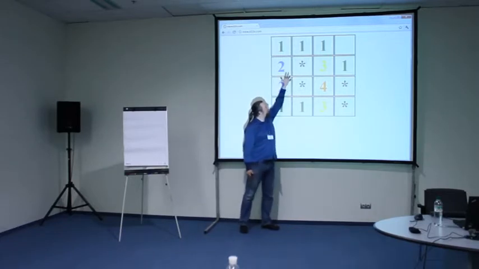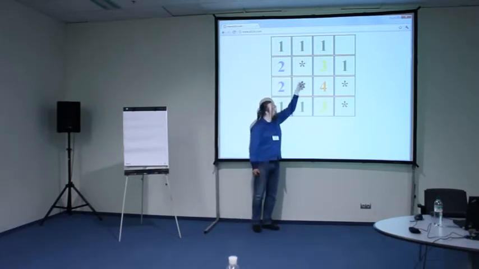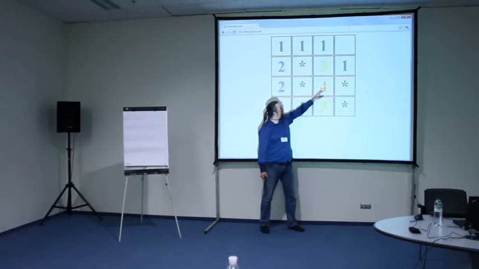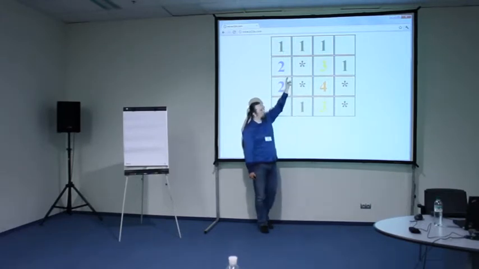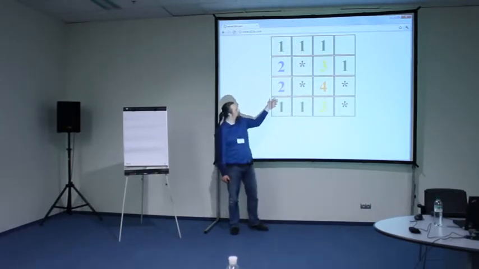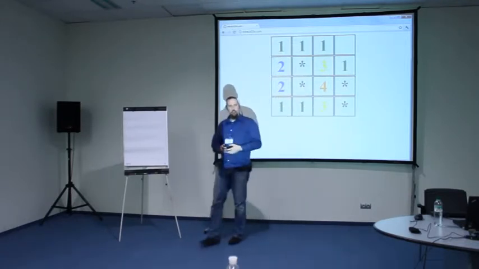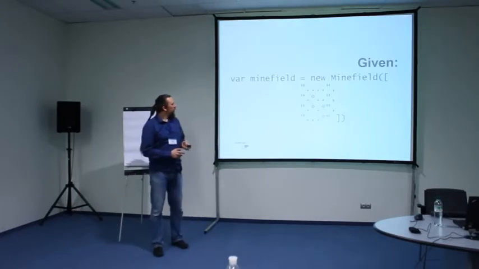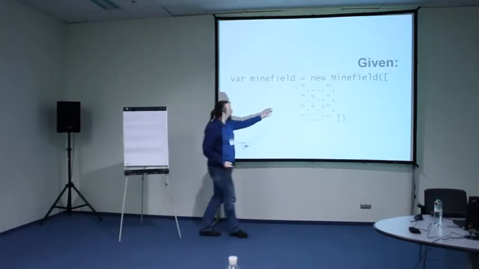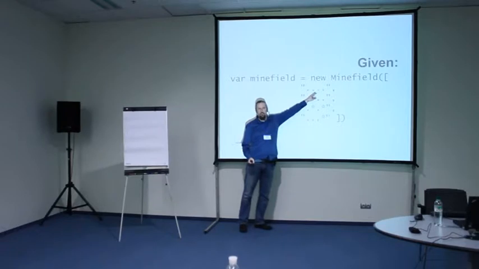So the goal is I have a minefield and I have mines here and here. And there should be a number on the minefield showing how many mines are next to it. So this one has 1, 2, 3, 4 mines next to it. The way we will be programming it, we have dots representing, yes?